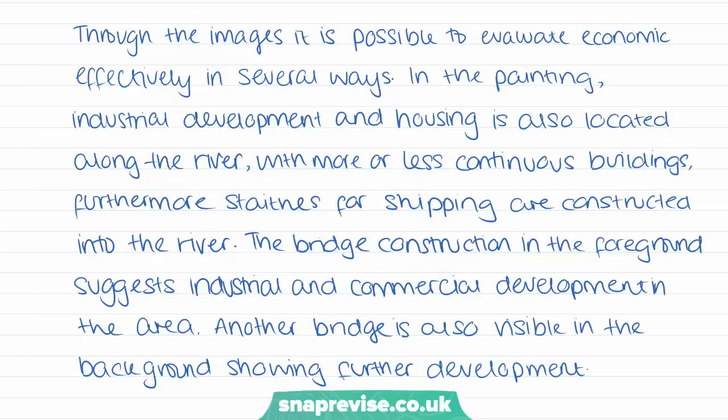So to start my answer to the question, I've said through the images it is possible to evaluate economic effects effectively in several ways. So that's my overall statement. I've said it is possible to evaluate the economic factors. In the painting, industrial development and housing is also located along the river with more or less continuous buildings. Furthermore, staiths for shipping are constructed into the river. So here I'm just describing the painting.